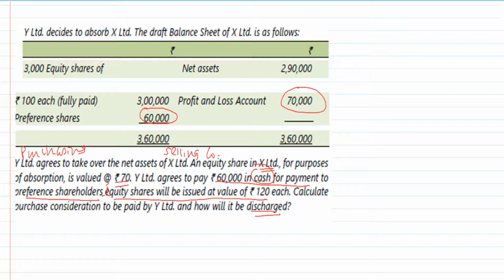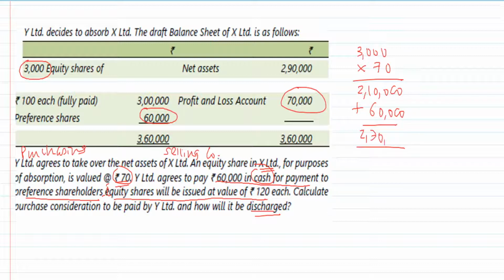So what they are really saying is that the value of one share is 70 rupees. So if you see in the balance sheet, there are 3,000 equity shares. I will value that at 70 rupees. That means we are going to give the equity shareholder something worth 2,10,000. And then I will pay 60,000 rupees to the preference shareholders. The sum total of this is 2,70,000. To be honest, this is your purchase consideration. We have to simply show it in a proper format.